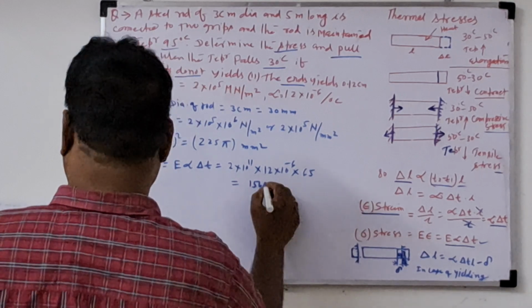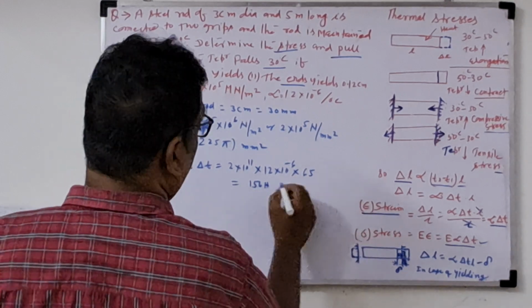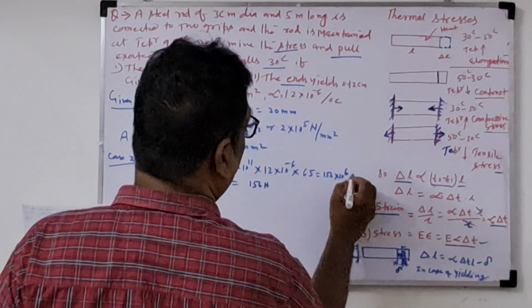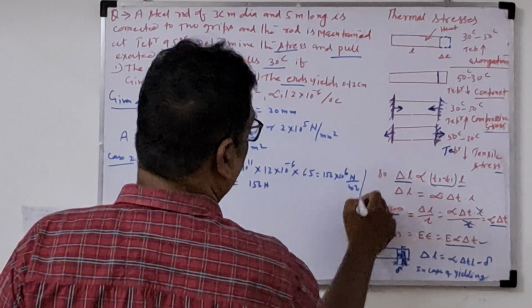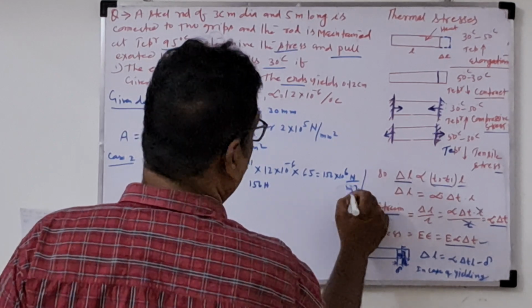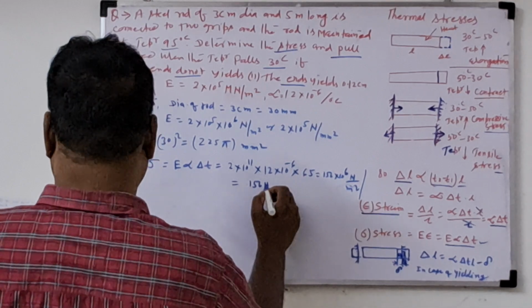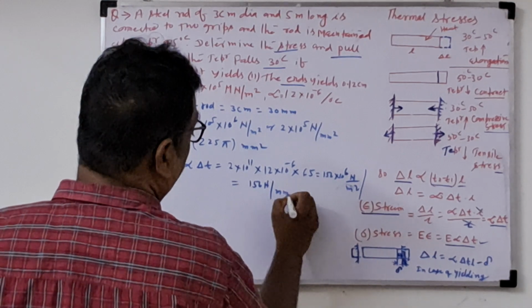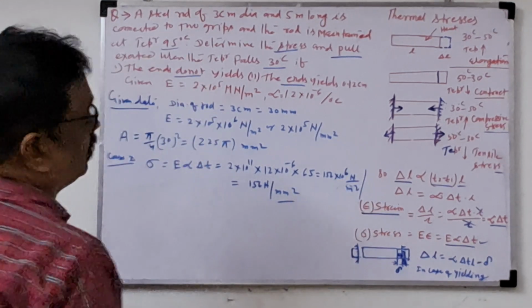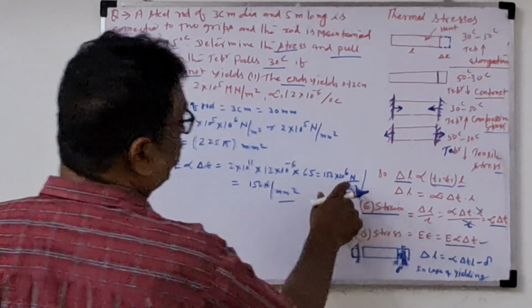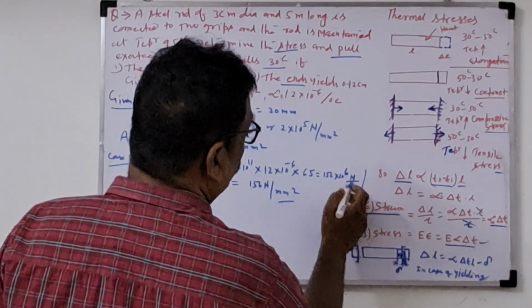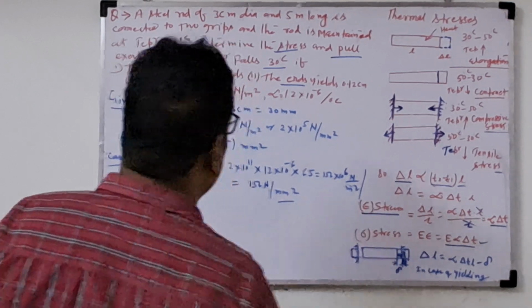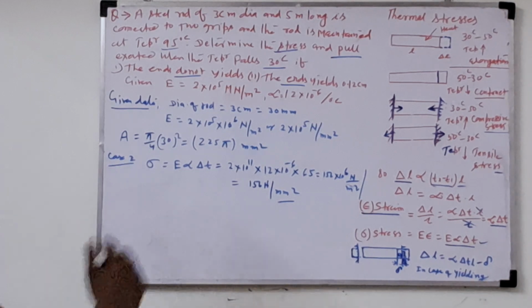156 Newton. First you write in mm: 156 into 10 power 6 Newton per meter square will come. If we keep it in kilonewton or mm square, 10 power 6 will get cancelled, because if you convert Newton per meter square, it equals 156 Newton per mm square will come. So this is the stress we know.